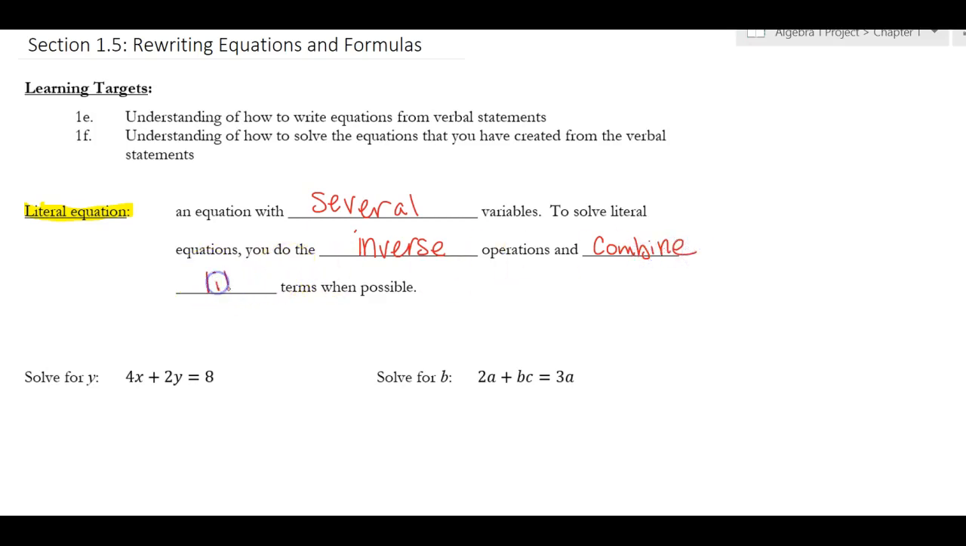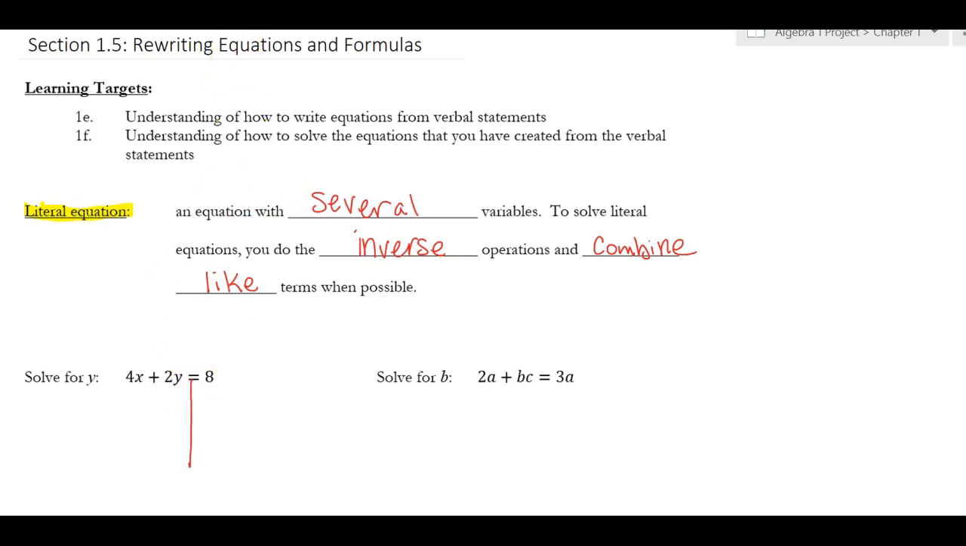like terms when possible. One thing that makes literal equations so difficult is that there's not a lot of like terms and there's just variables and it gets confusing. But remember, apples go with apples, oranges go with oranges. And so you set them in like groups, and if you can combine them, you can. If you can't combine them, then you just write them again. Okay? All right, so let's look at this first example.